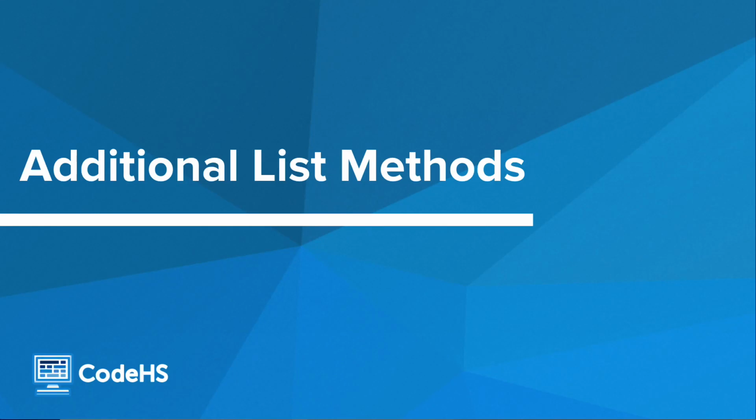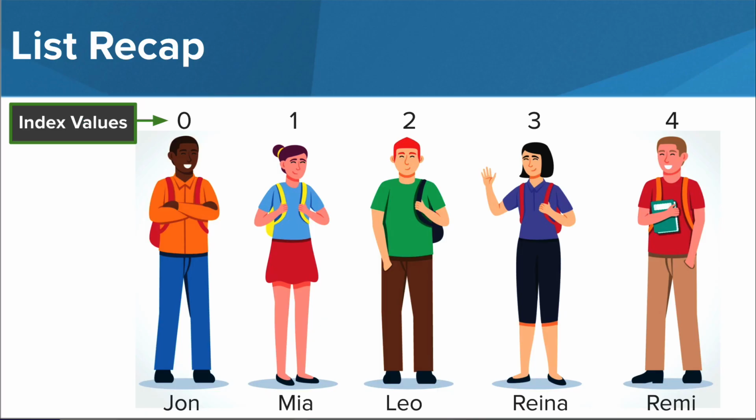Hi, in this lesson, we'll look at two additional list methods we can use to alter the contents of our lists. Here we have our list of 5 students waiting to get into school. What if we wanted to reverse the order of students in line?